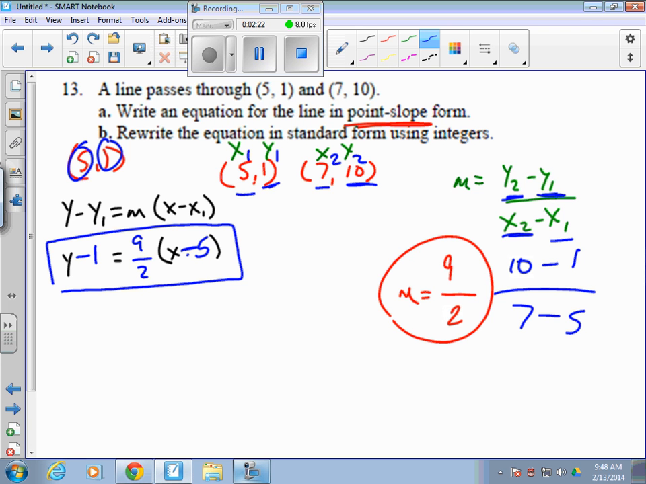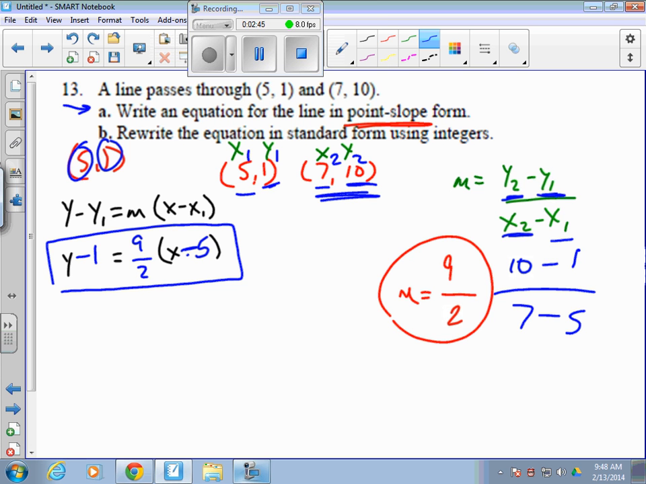If you use the other point, (7, 10), instead of (5, 1), you could still make point slope form. Instead, it'll say y minus 10 instead of y minus 1. It'll still say equals 9 over 2, but it'll be times x minus 7 instead of x minus 5. So that's the first part, is to write it in point slope form.